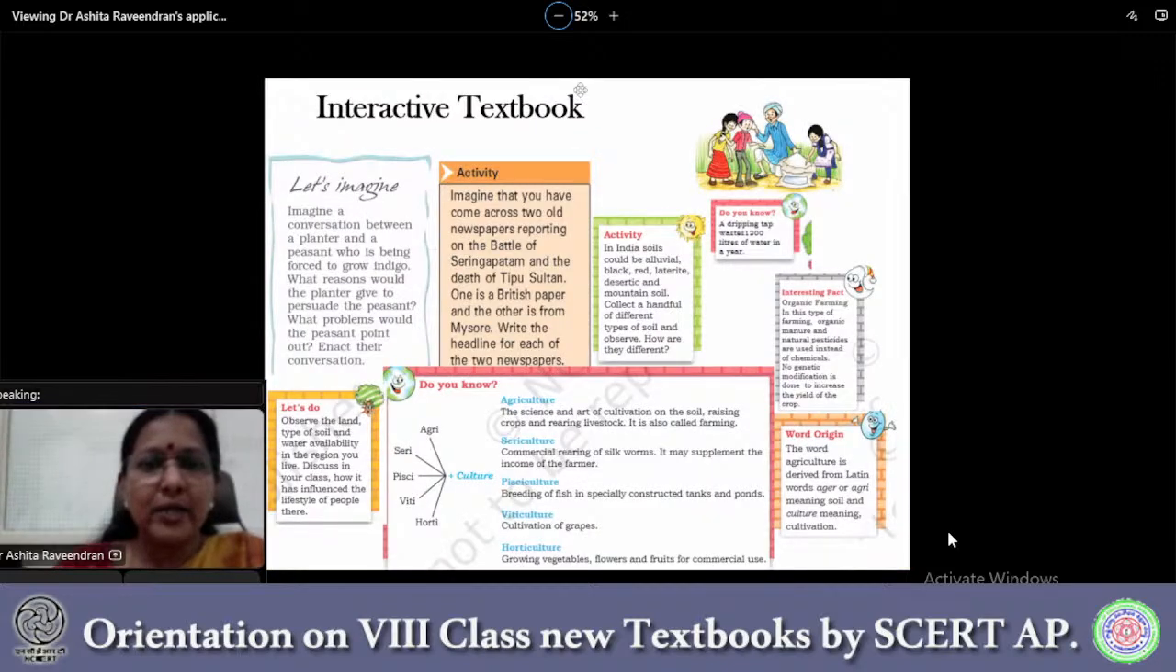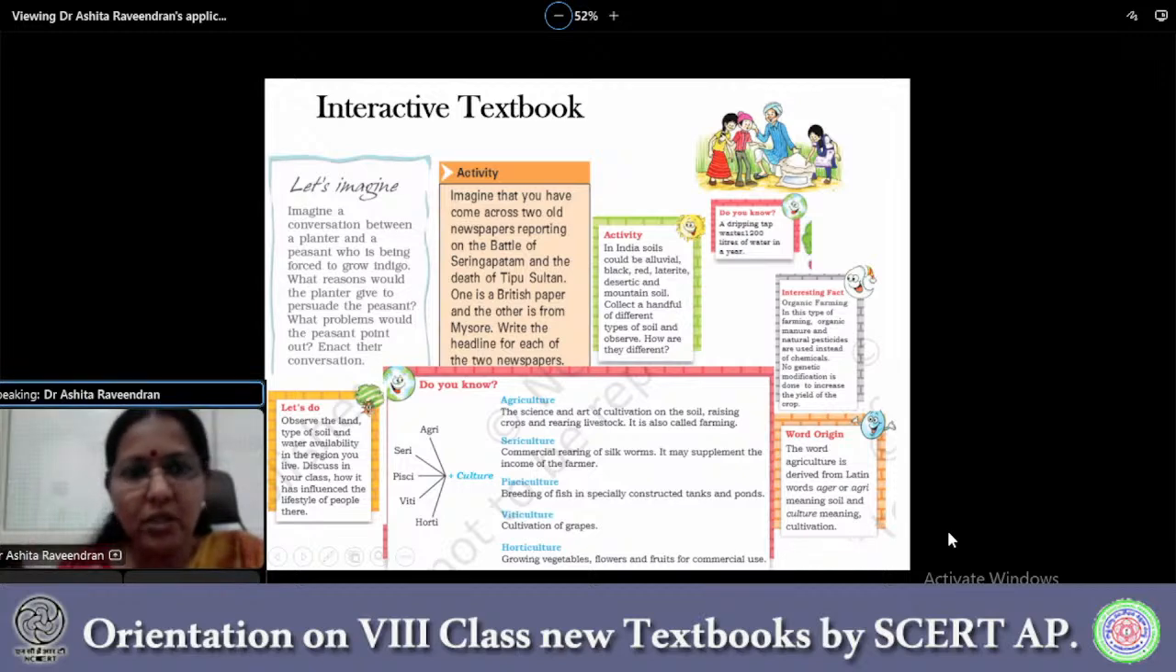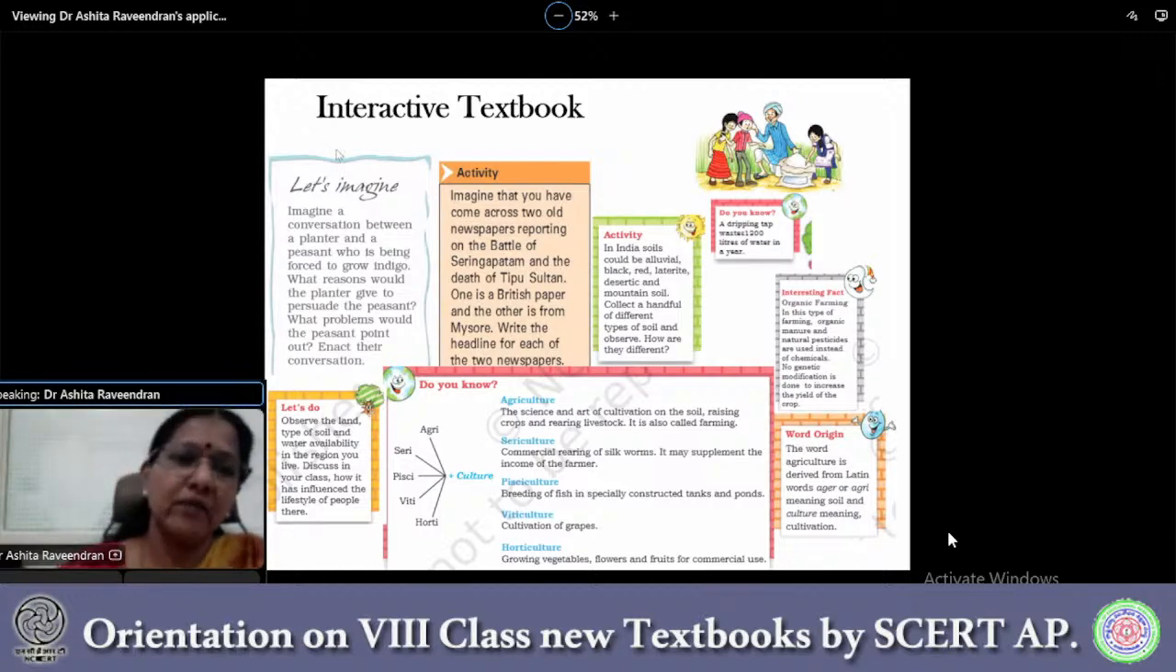Now let's look at the session on the different ways in which the textbooks have been made, and how they are interactive in nature.